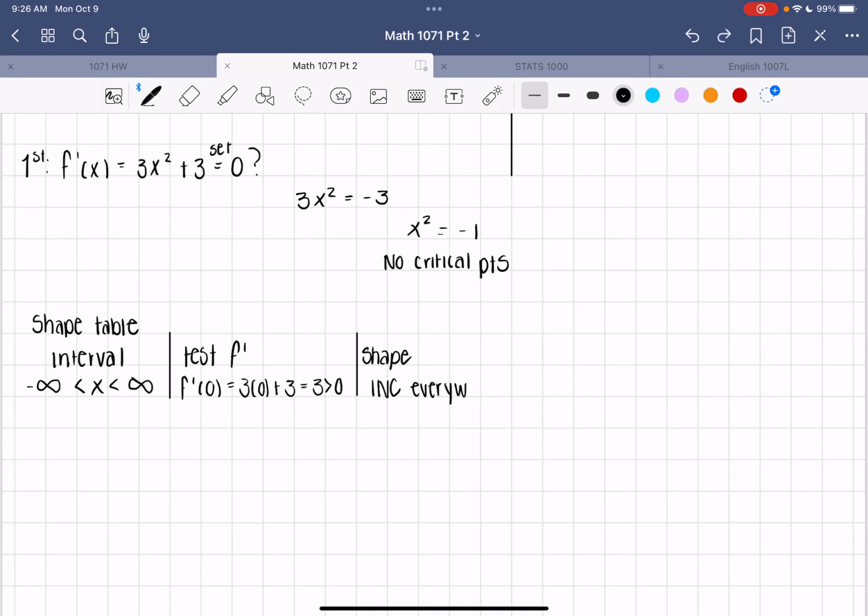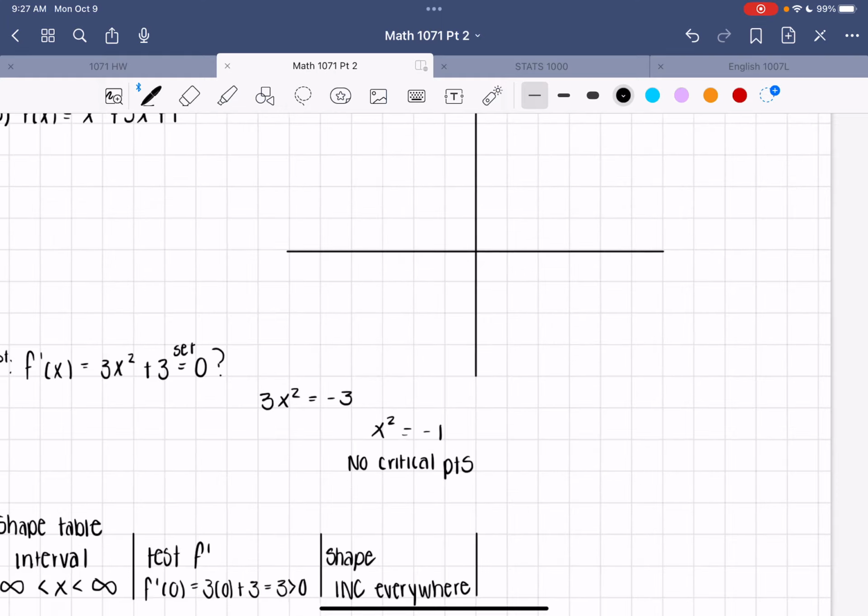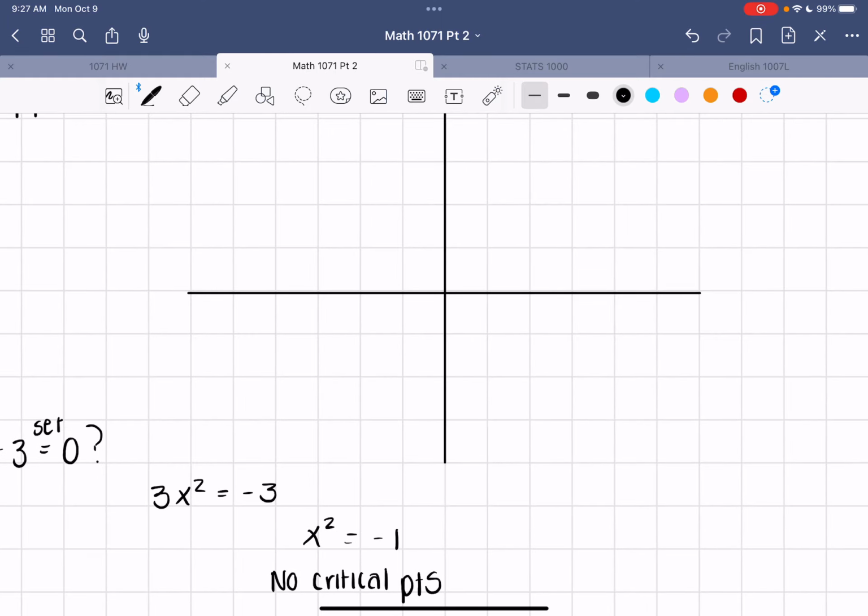So when x is 0, f is 1. So there's a point on the curve. And so you know that this thing is increasing everywhere. As far as you know as yet, if you just drew a straight line, that's all you could tell at the moment. Curve increasing everywhere.